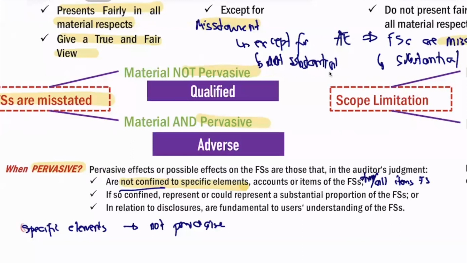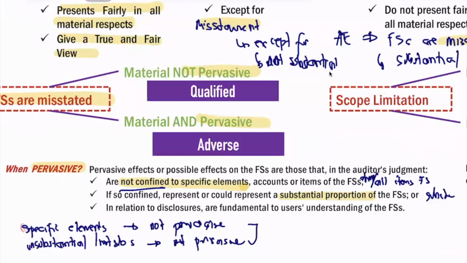If confined, it represents or could represent a substantial portion. So if it is substantial, it is considered pervasive. If unsubstantial or not substantial, then we say it is not pervasive. This talks about your evaluation and measurement criteria. How about as to your disclosure?